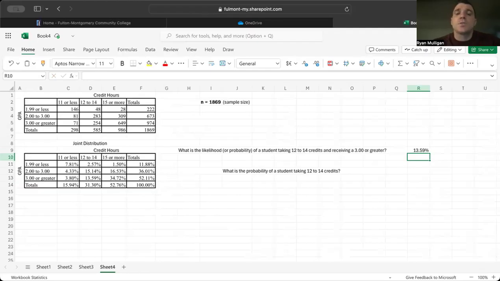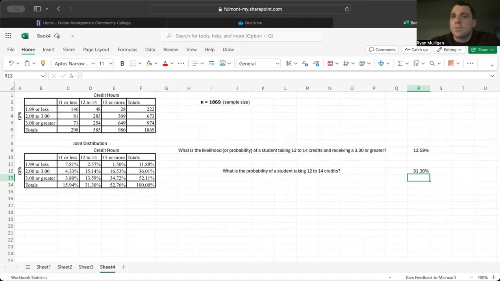Now, the probability of a student taking 12 to 14 credits means that there is no combination here, meaning I'm not looking at GPA at all. In fact, all I want to know is what's the likelihood that someone's going to take 12 to 14 credits. So instead of going in the table where it is combined with the GPA, I'm just going to go to the bottom because that's the total number of students taking 12 to 14 credits divided by the ultimate total, which means my probability is going to be 31.30%. And that's a joint distribution. Again, joint distribution just shows you the likelihood out of the total sample.